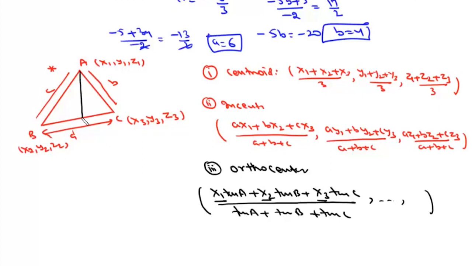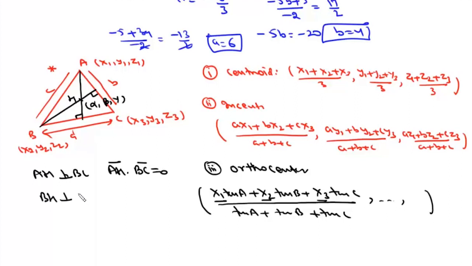We can also use condition of perpendicular vectors to find conditions for orthocenter. So suppose this point H is alpha, beta and gamma, then basically vector AH will be perpendicular to BC. That means vector AH dot BC must be 0, and the same way BH is perpendicular to AC. That means this vector BH dot AC must also be 0. So from these two conditions also we can find orthocenter of this triangle.